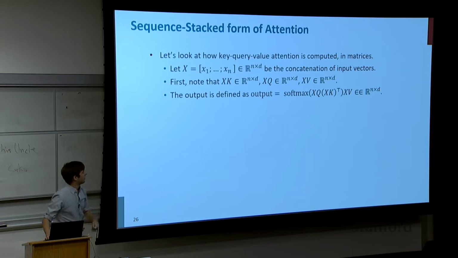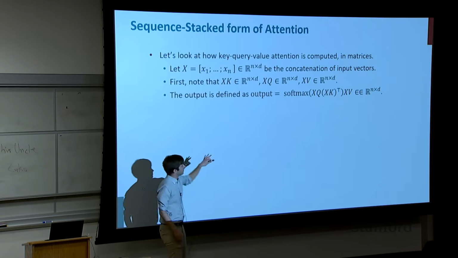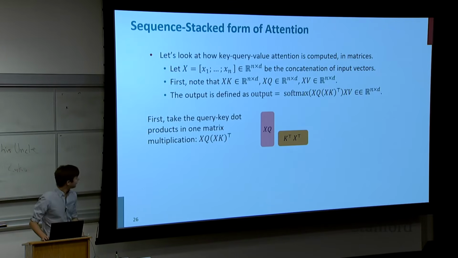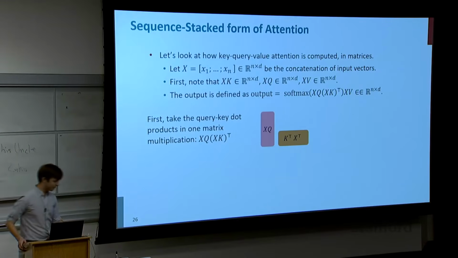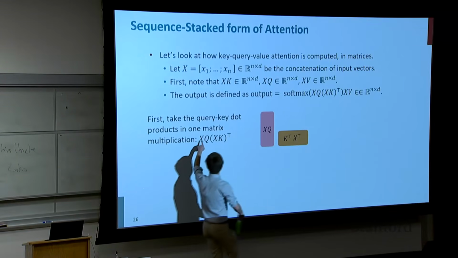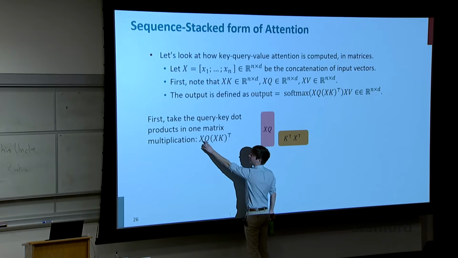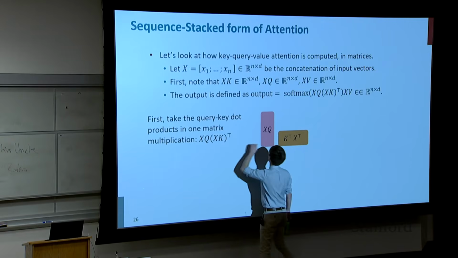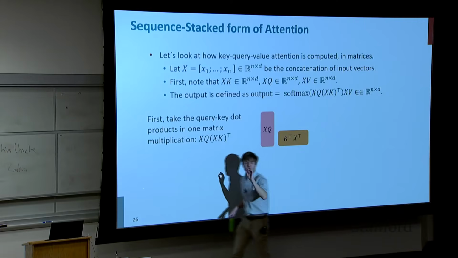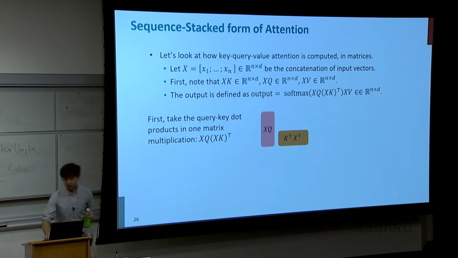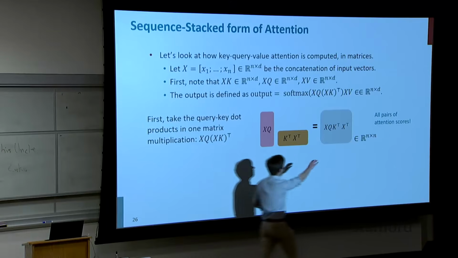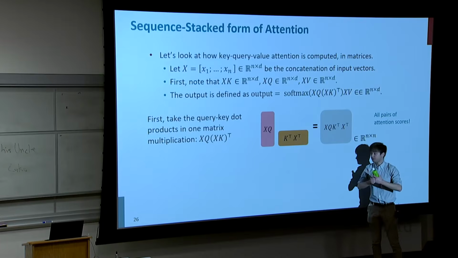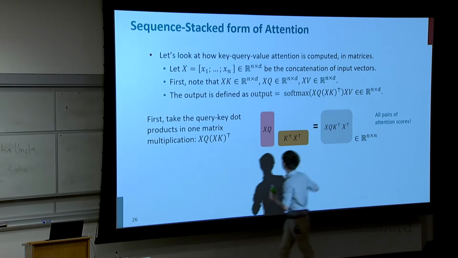Then the output is defined as this inscrutable bit of math, which I'm going to go over visually. So first, we're going to take the key-query dot products in one matrix. So we've got XQ, which is R^(n×d), and I've got XK transpose, which is d×n. So n×d, d×n, this is computing all of the e_ij, these scores for self-attention, right? So this is all pairs of attention scores computed in one big matrix multiply. Okay? So this is this big matrix here.